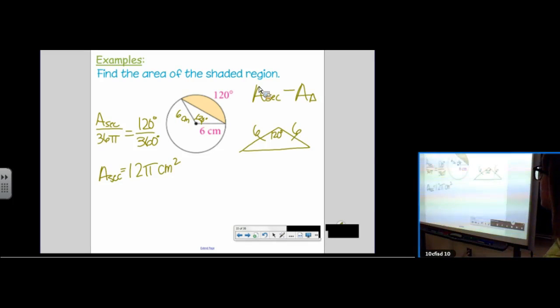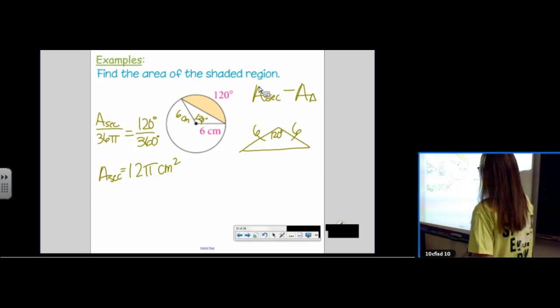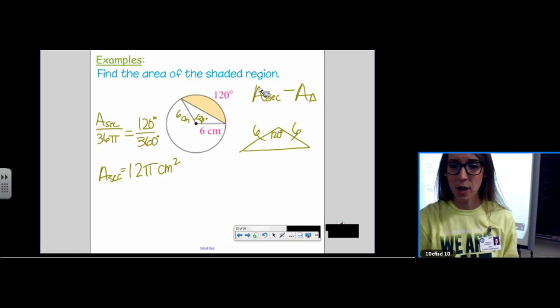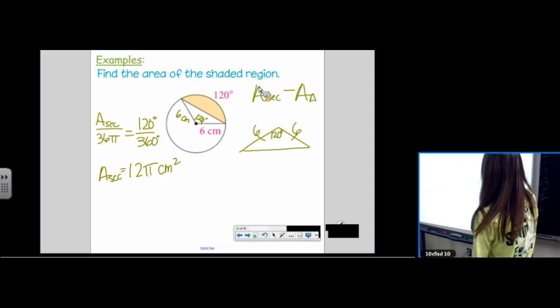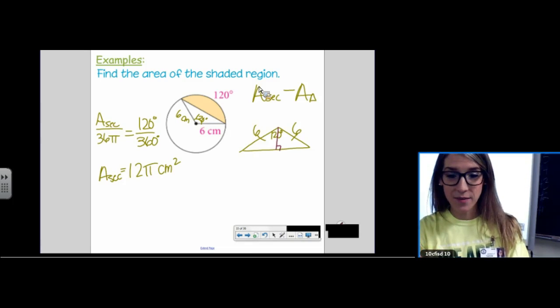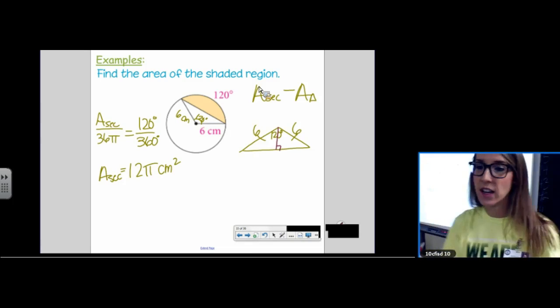Base times height divided by 2. Now, I'm going to draw an altitude because, honestly, right now, I don't know my base or my height, and I'm in really big trouble. So I'm going to draw my height. What happens when you draw the height in? What happens to 120? Bisect. Very good.